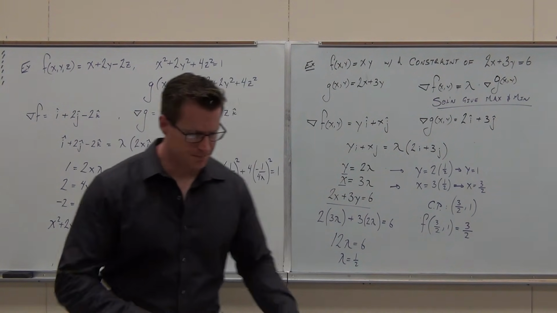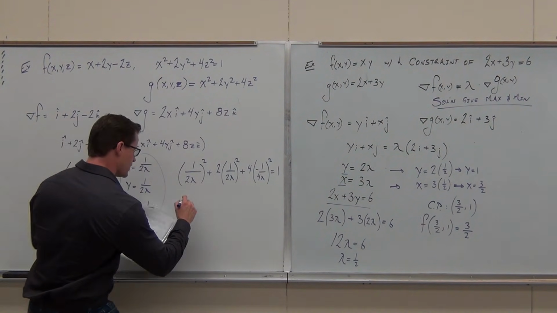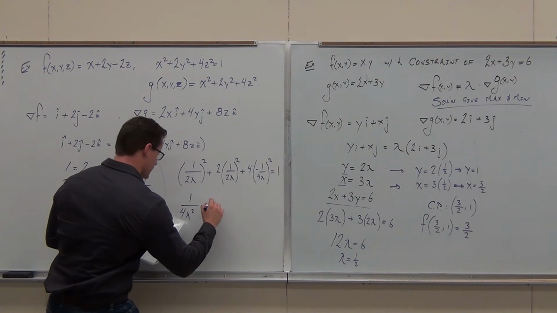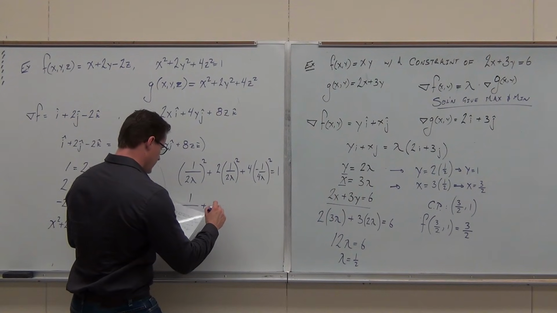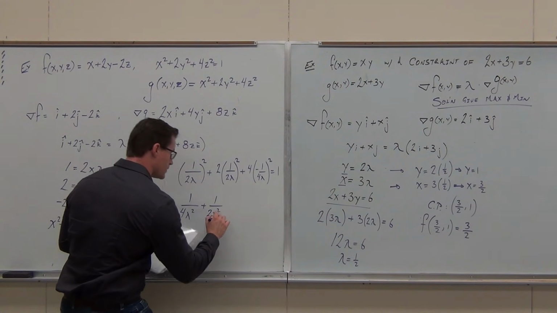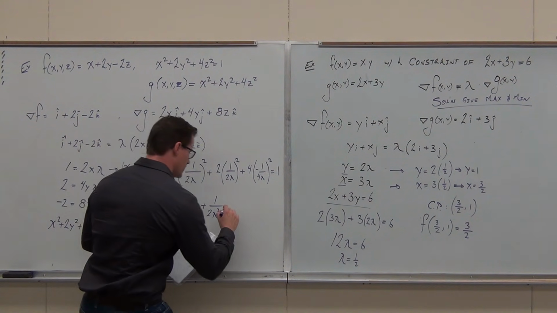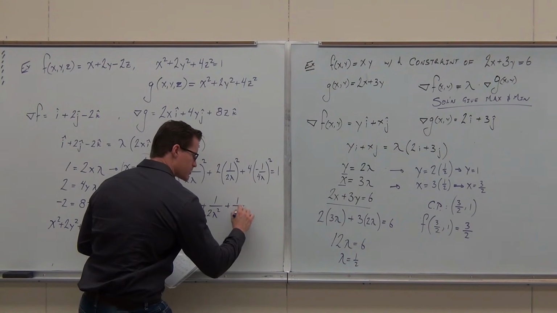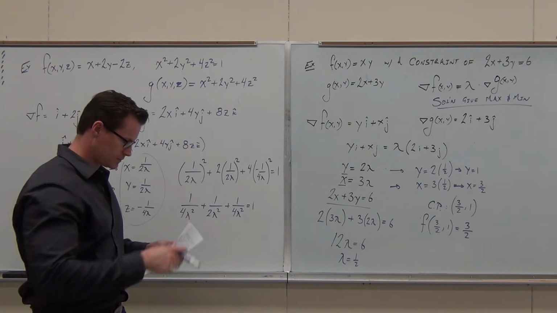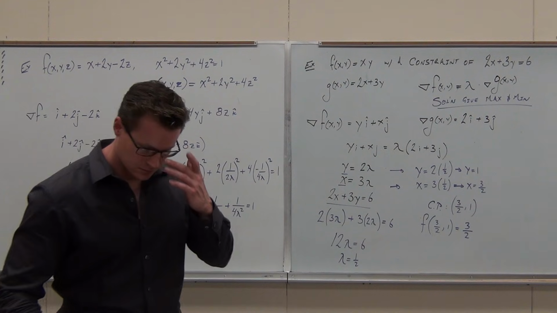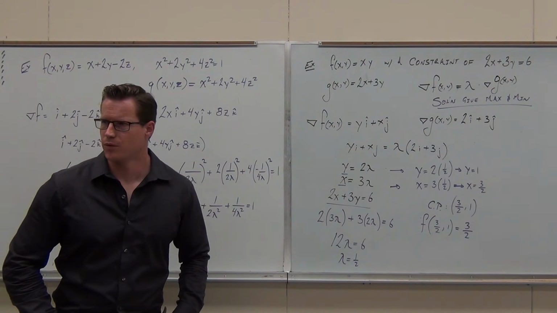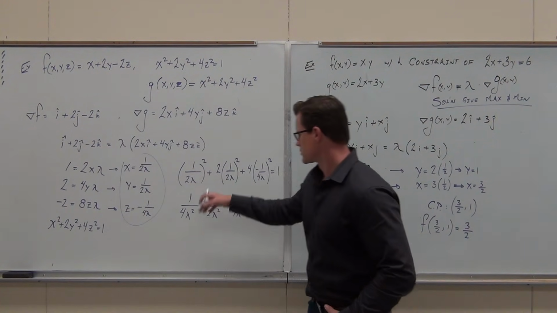Then we can simplify it. So if we simplify this, what I got was 1 over 4 lambda squared plus 1 over 2 lambda squared plus another 1 over 4 lambda squared. Head nod if you're okay with that so far. Substitution. Just put it in there.